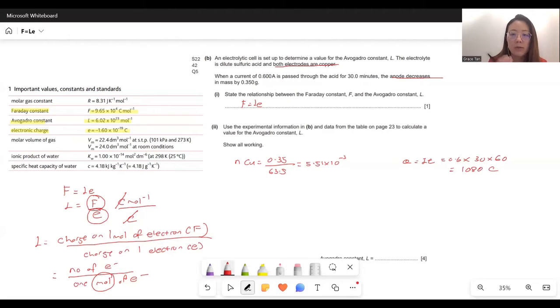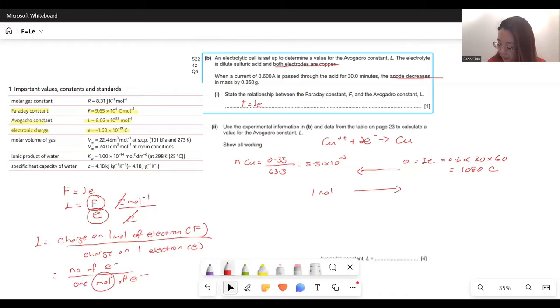So what we can see here is that 1080 coulomb of charge gave a 5.51 times 10 to the power negative 3 moles of copper. So for copper, theoretically, you need 2 moles of electrons to deposit 1 mole of copper. So can we find out how much quantity of charge 1 mole of copper requires? We're going to take 1 divided by 5.51. So let me calculate.